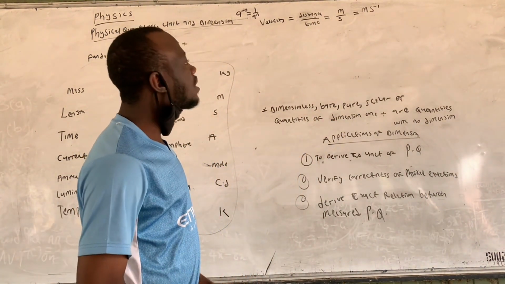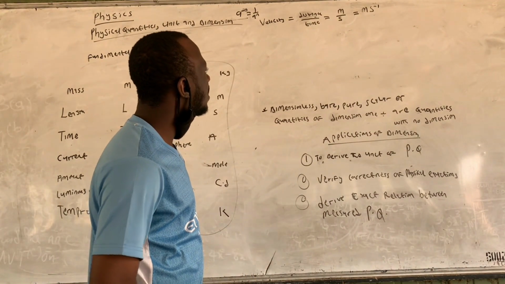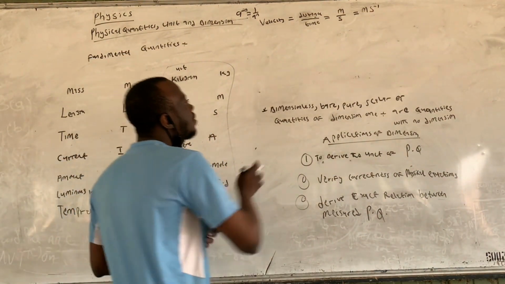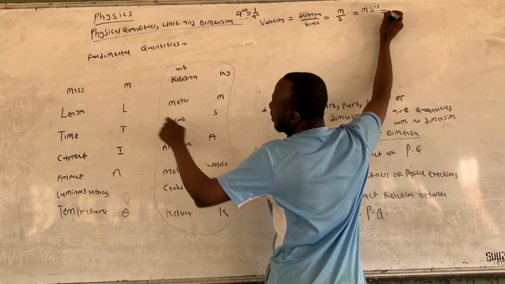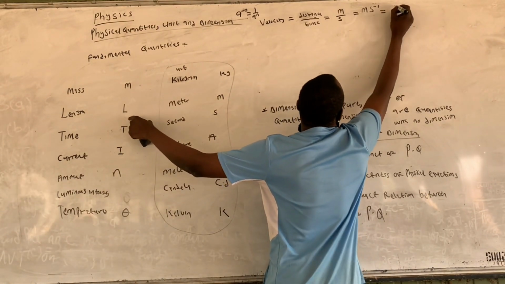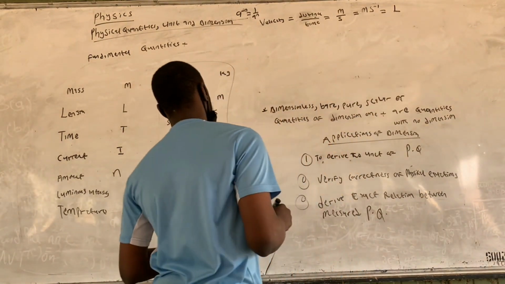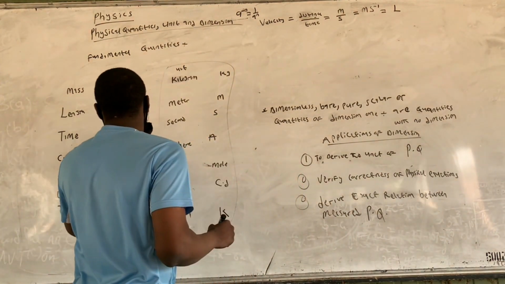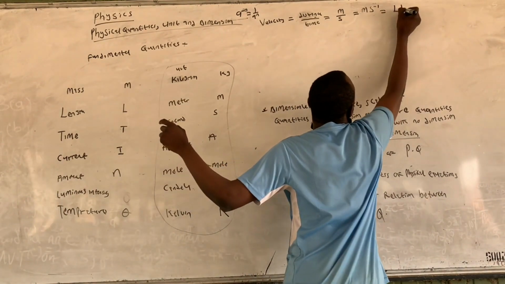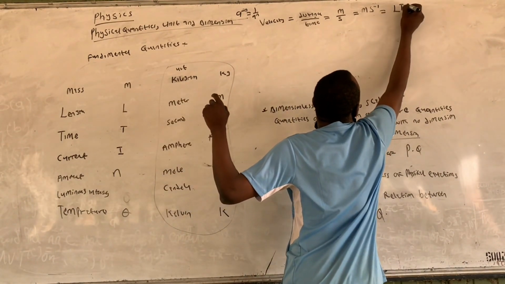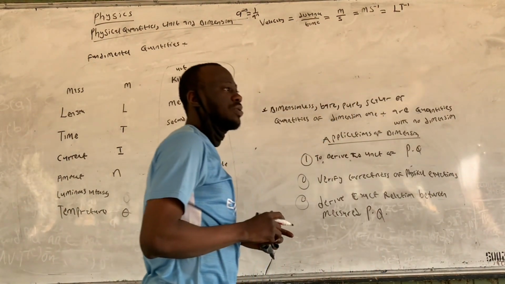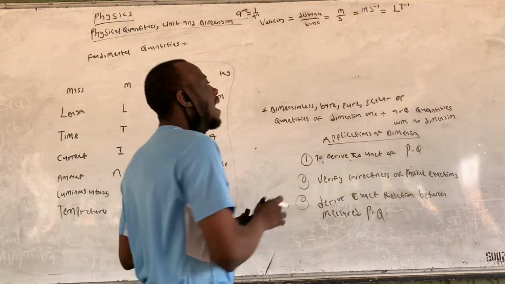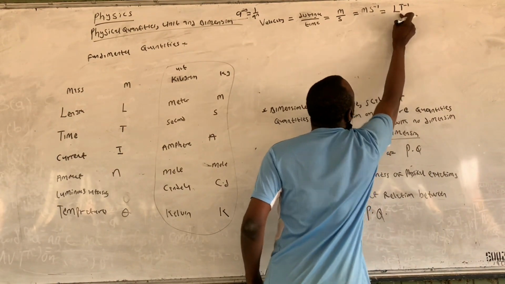So let us write the dimension in this case. Remember that we say that meter is length, which is equivalent to capital L in dimension. Then seconds, that is time, is equal to capital T to the power of minus 1. So you see, this is how we represent dimension. Here is the unit, and here is the dimension of velocity.